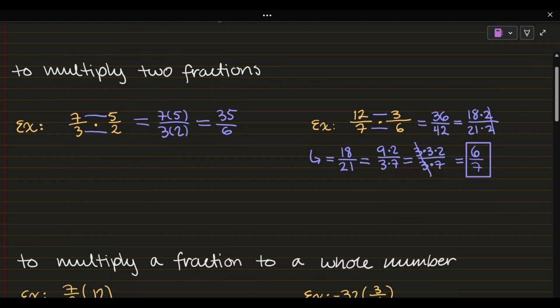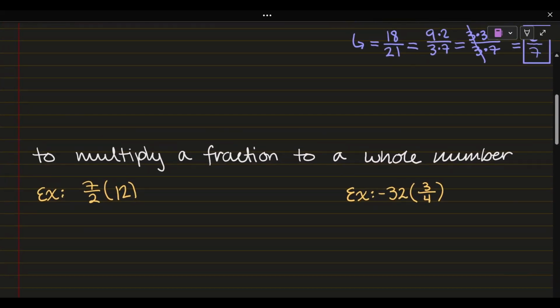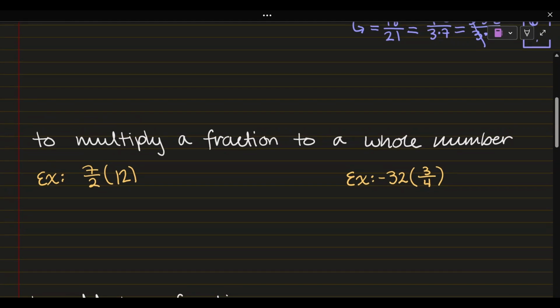So we're just simplifying. Next, to multiply a fraction by a whole number. This is pretty simple as well. There's a couple different ways to think about it. One way is you just pop this multiplication in the numerator. So I have 7 times 12 over 2. That's one way to think about it. Another way is to think about 12 as 12 over 1, because 12 over 1 is just 12. If I divide anything by 1, I get itself. And I can go across like I did before, and I still end up with 7 times 12 over 2.